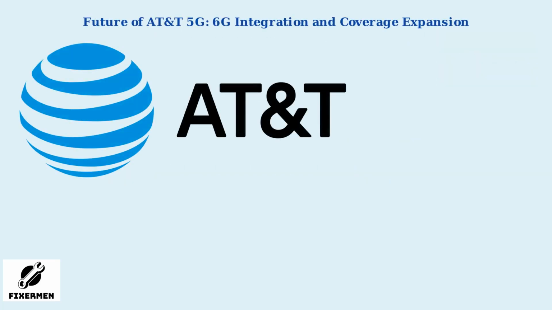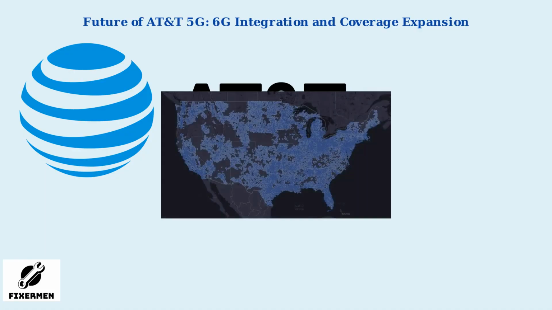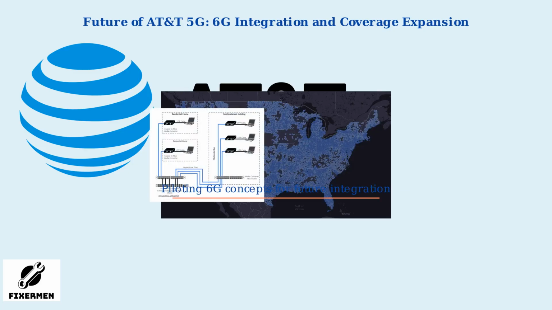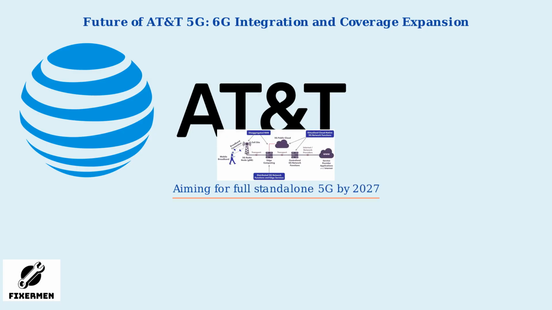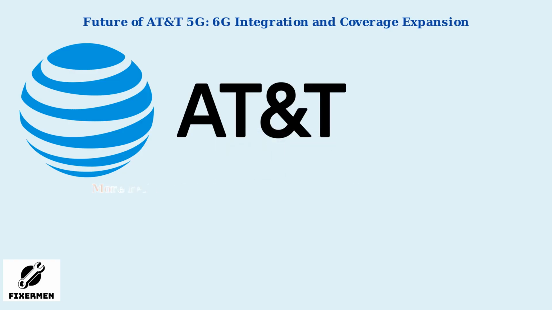AT&T is actively working to improve its 5G network and expand coverage. They are investing in fiber backhaul to reduce latency and piloting 6G concepts for future integration. By 2027, AT&T aims for full standalone 5G, eliminating reliance on 4G LTE and resolving many not available issues. Keep an eye on AT&T's announcements for updates on coverage expansion and technological advancements. These improvements should lead to more reliable and widespread 5G access in the coming years.